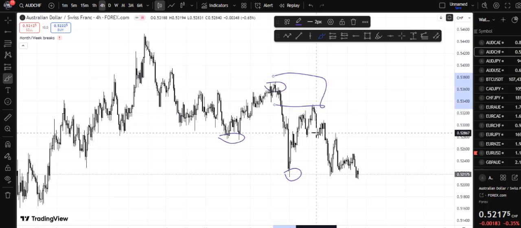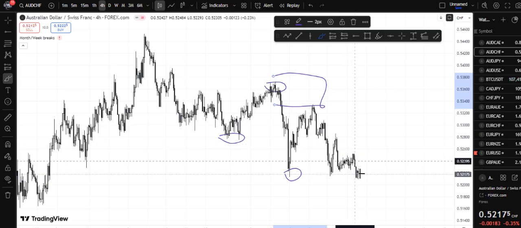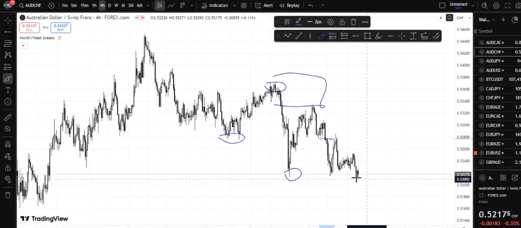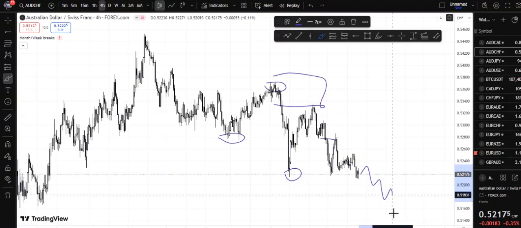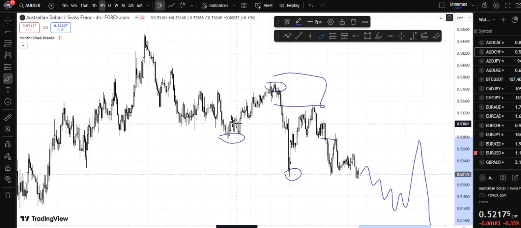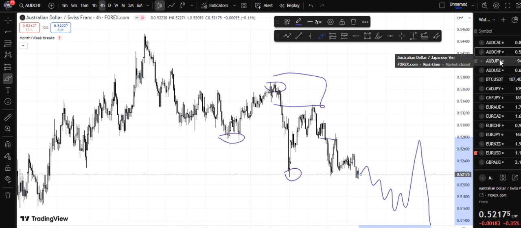So what are we looking out for? Last week, this was a good continuation to the downside anyways. What I'm looking out for is a push to continue to the downside, and then we have our big swap, and then continuing to the downside. This is just what I'm looking out for. So this is what I'm looking out for on Aussie Swiss, and then we are looking at yen strength and weakness.